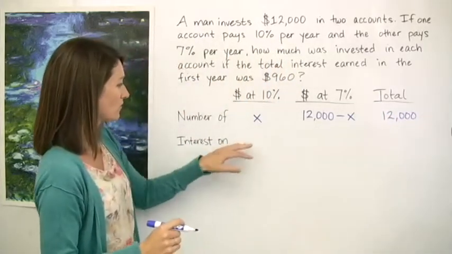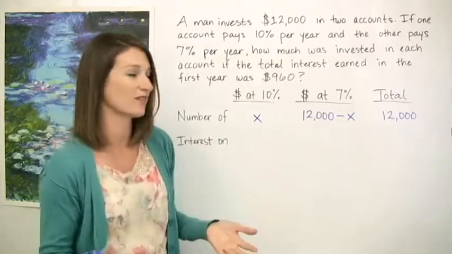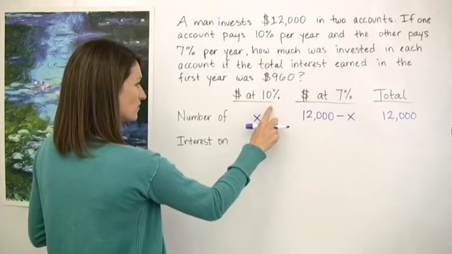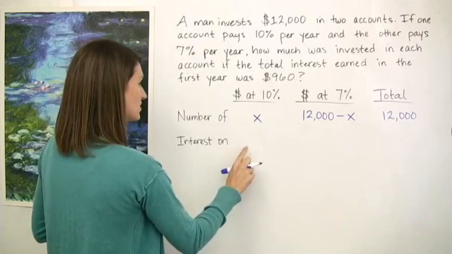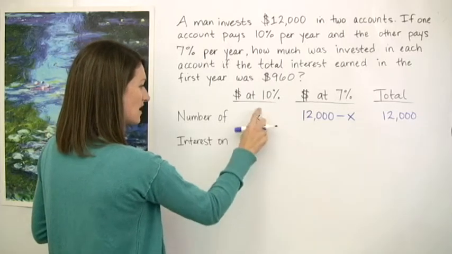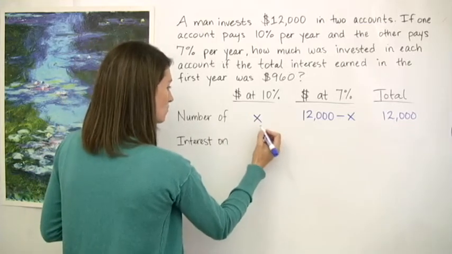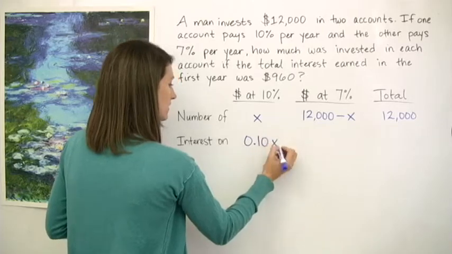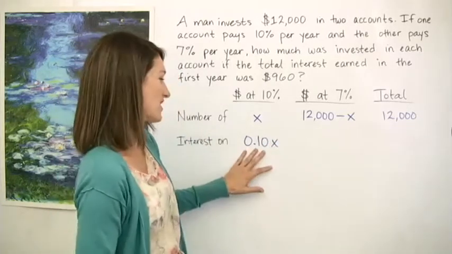Okay, so let's see if we can write a few more expressions that will represent the interest paid on these accounts. So we know that 10%, we can convert this percent into a decimal, and in order to find the interest, we need to take 10% of the amount of dollars that are in this account. So we can multiply x by 0.10. And this is the expression that represents the interest paid on this first account.